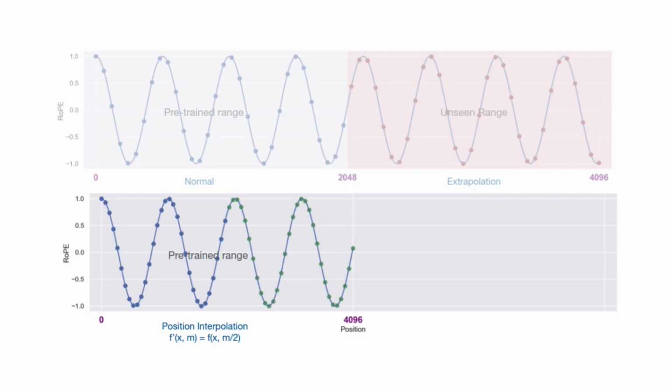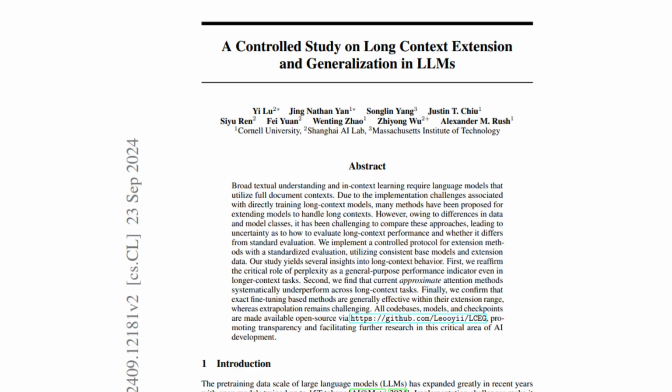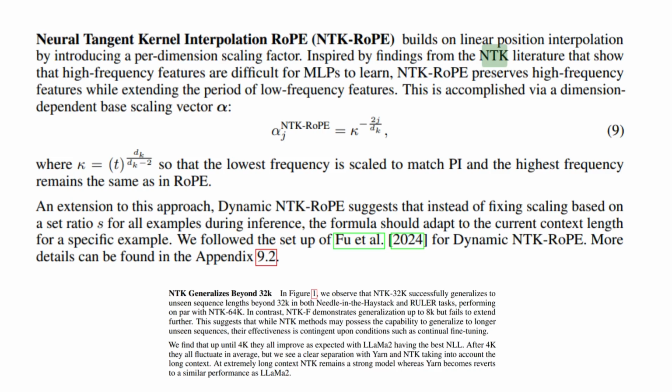The vanilla version of position interpolation for RoPE-based systems is good, but there are some performance downsides. In a recent controlled study on long context extension, the authors compared a whole lot of different methods and different architectures for context extension. What they found was that the neural tangent kernel interpolation of RoPE was the most robust version and could generalize well to longer unseen sequences.